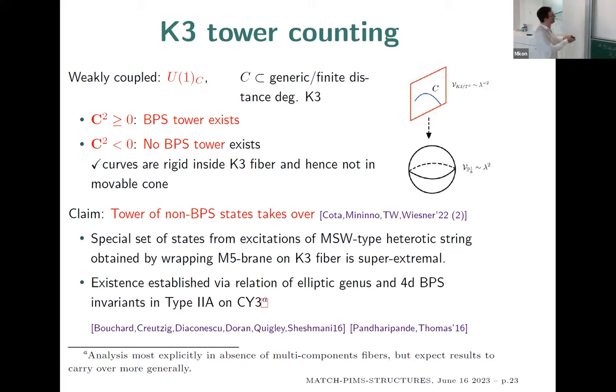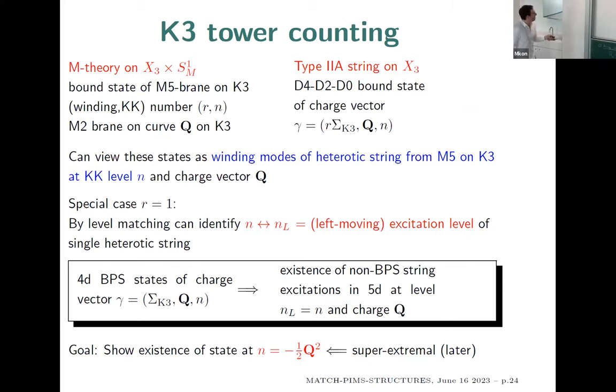And in order to show this, we have to translate the counting problem of counting the excitations of this string that you get by wrapping M5 around the curve into a counting of BPS invariants of Donaldson-Thomas type in the context of type IIA string theory on the same Calabi-Yau. And this was discussed in detail by people in the room. In particular, let me point out the paper. So more precisely, I'm translating now this problem of counting string excitations to counting BPS invariants.